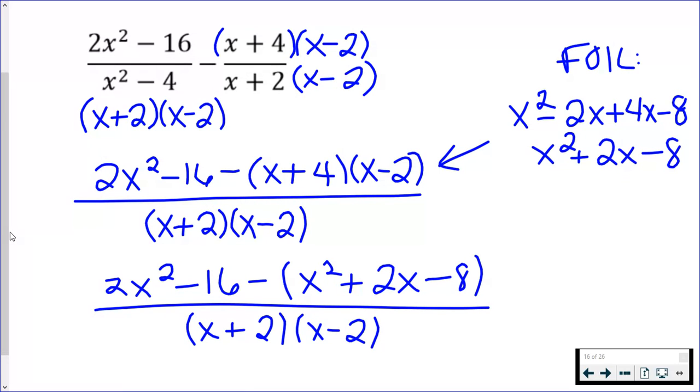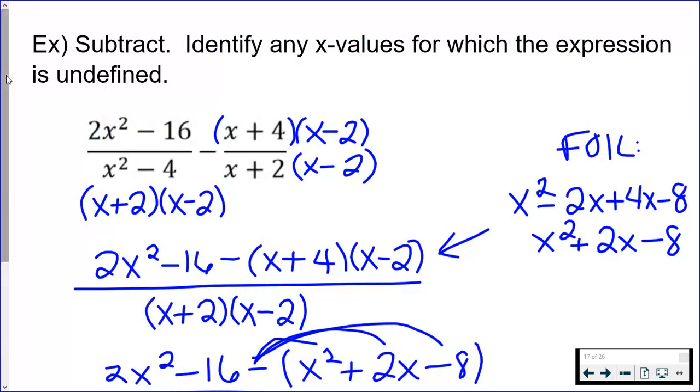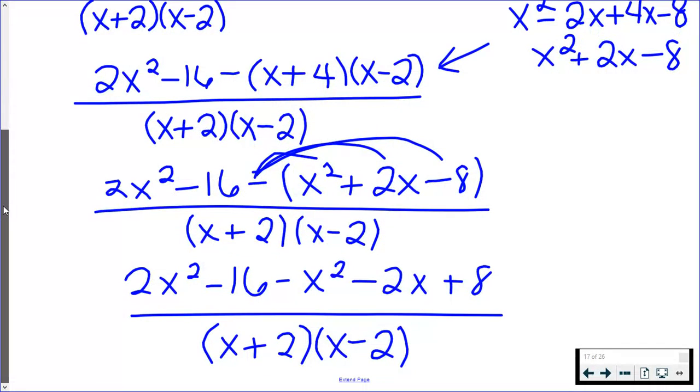So the very next thing that I'm going to have to do if I'm going to keep simplifying these numerators is distribute the negative sign. It is so important that you do that. So I've distributed the negative, and we get negative x squared minus 2x plus 8. The signs just change. So we are almost to the end.